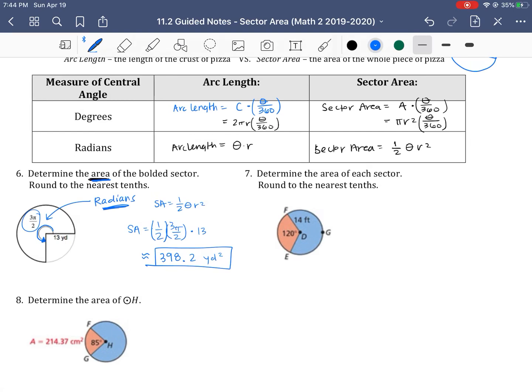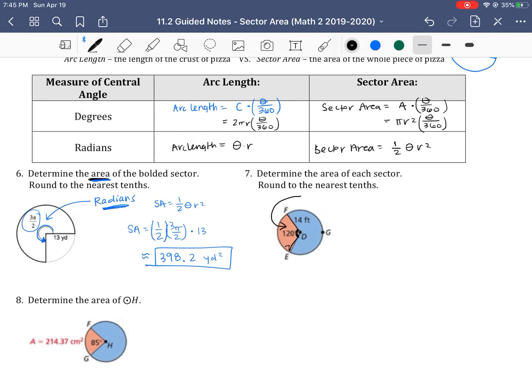Again, looking at number 7, determine the area of each sector. So we're going to find the blue and the orange looking sector. Again, maybe let's do the orange first. Notice this time, if I'm looking at this angle, this is in degrees. So this 120 degrees, I'm going to use that angle to find this sector over here. So again, if I'm in degrees and I'm finding area, I'm using this formula up here.